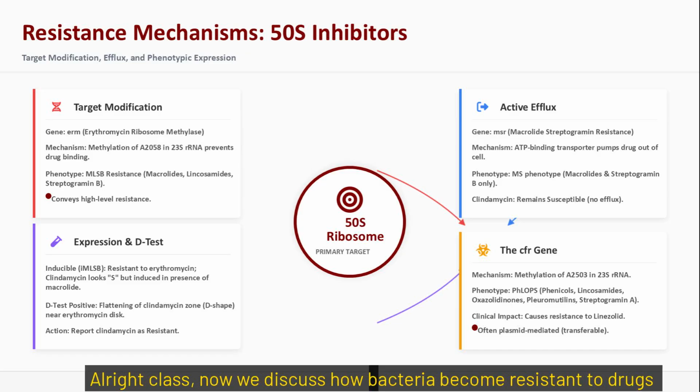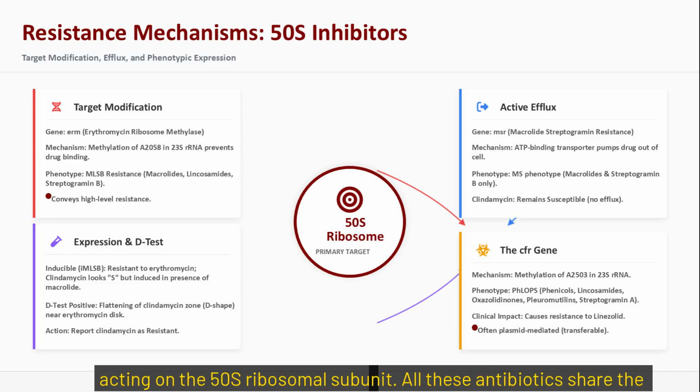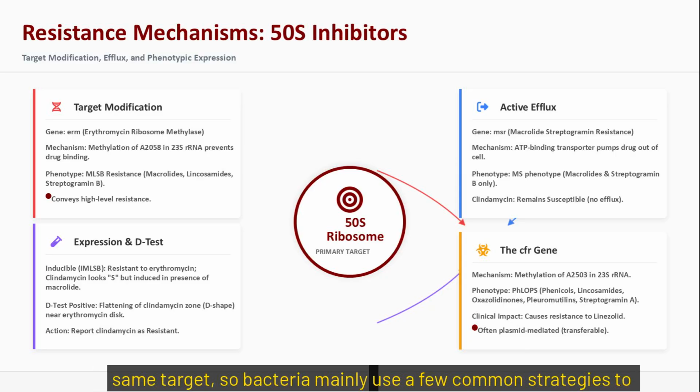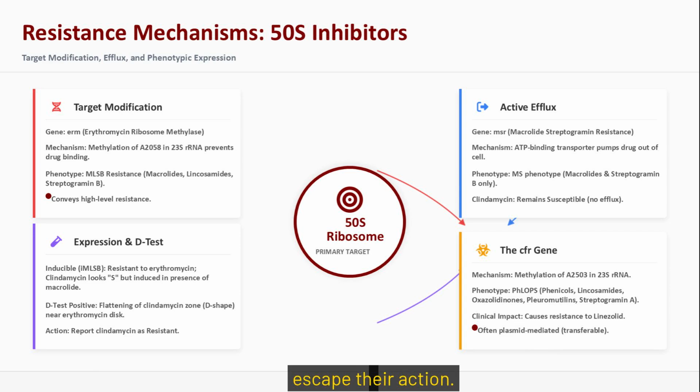Alright class, now we discuss how bacteria become resistant to drugs acting on the 50S ribosomal subunit. All these antibiotics share the same target, so bacteria mainly use a few common strategies to escape their action. The most important mechanism is target modification. Bacteria produce an enzyme encoded by the gene. This enzyme methylates the 23S rRNA of the 50S subunit. Because of this modification, antibiotics can no longer bind properly. As a result, the bacteria become resistant.